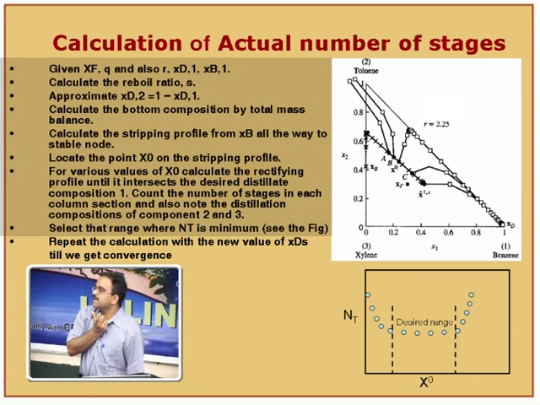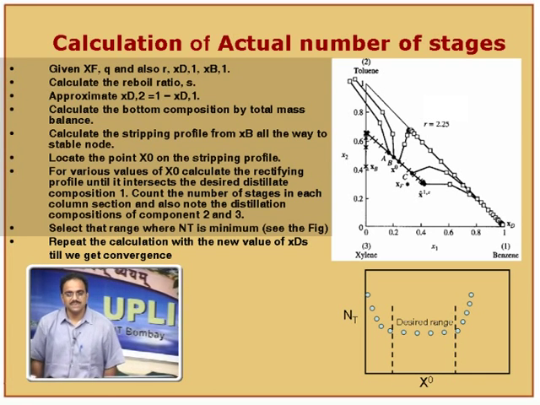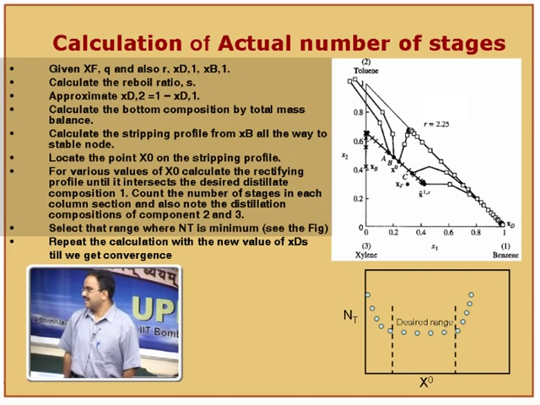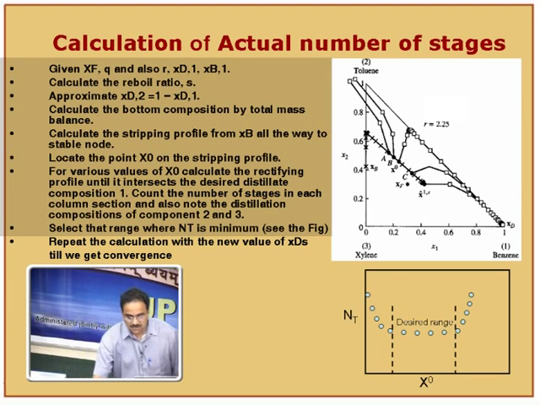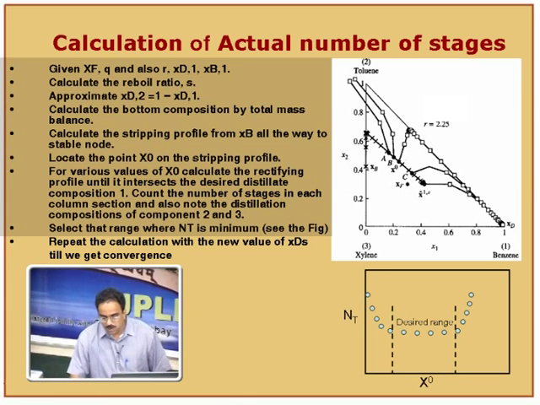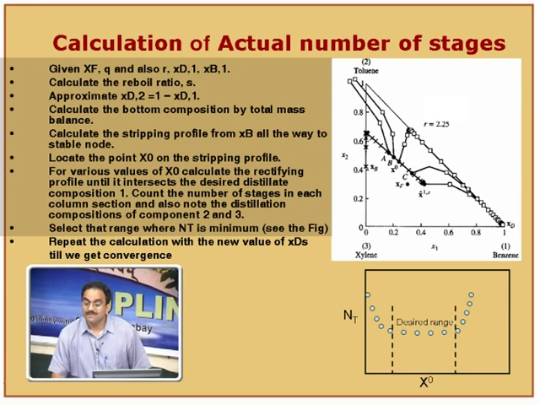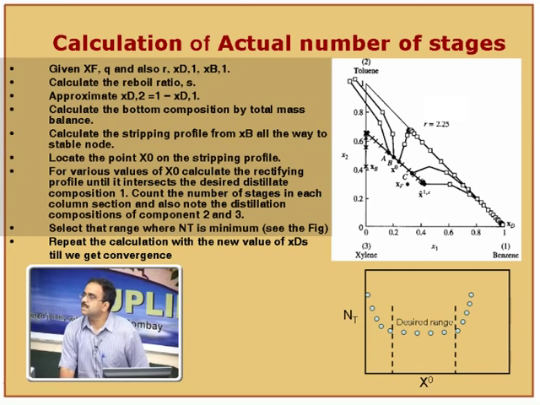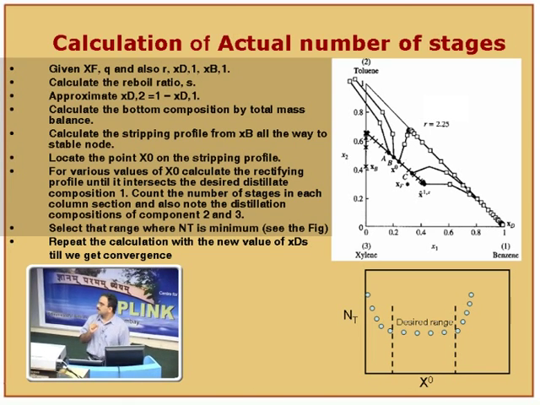But I have not answered one question. We started with xd3 equal to 0, but that's not correct. In this case, what is going to happen? I'm going to select some value of x0, and draw the rectifying section profile. It's going to hit this point, and for that particular point, xd3 will not be equal to 0. It will have some finite value.